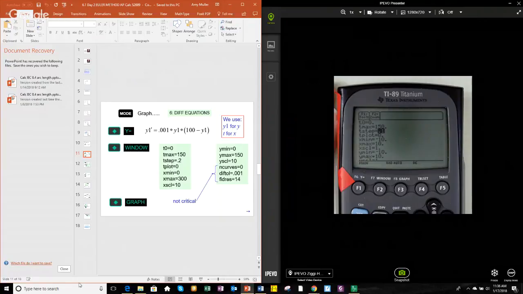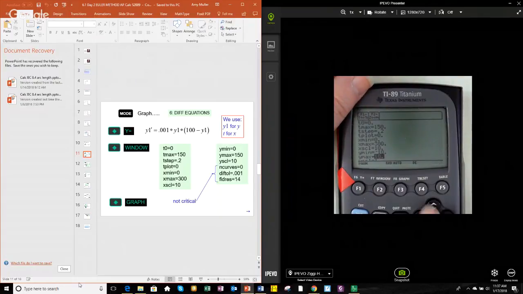The T step I want to be 0.2, and that's just when the calculator does the calculations for the slope fields. That's the steps that it'll do in between the x values to do the slopes. Okay, and we're going to set the T plot to 0, the x min to 0, the x max to 300, and the x scale to 10.